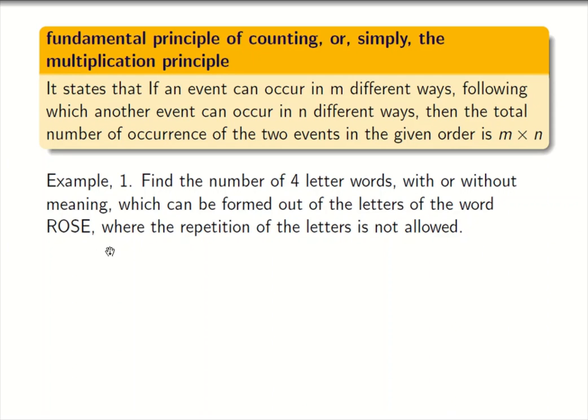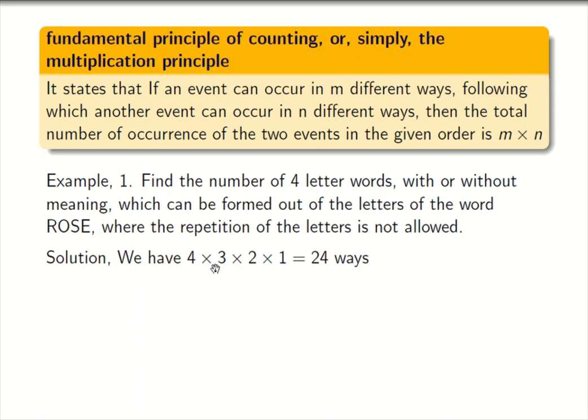Now think about this. If I'm to start the word with any of these letters, then for the first position we have R, O, S, E, four letters. If I'm to rearrange this to form another word, it means this R can be at the first position, this O also can be at the first position, S can also be there, E can. So how many arrangements can you do for the first position? We have four different letters that we can arrange here. So the number of ways of doing the first position is four. Let's look at the solution.